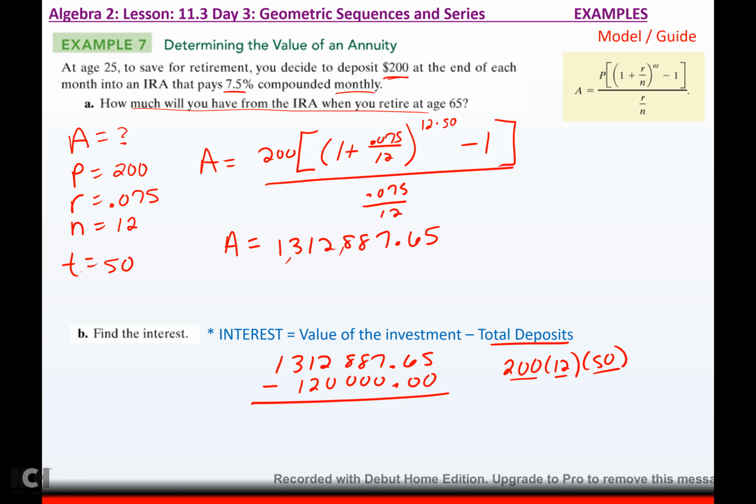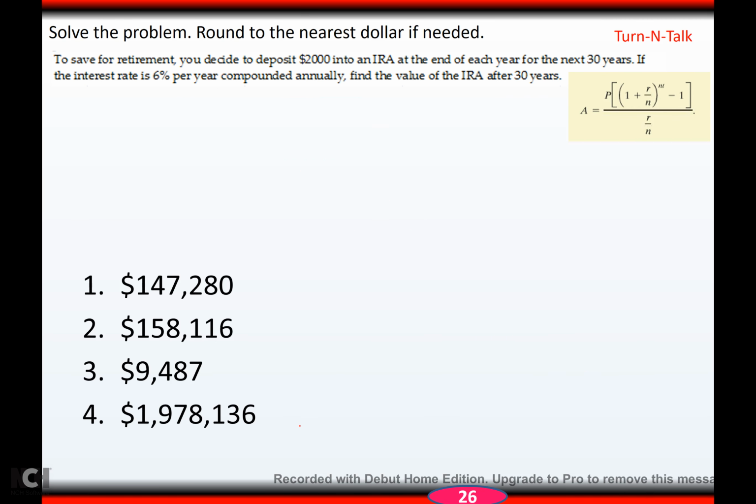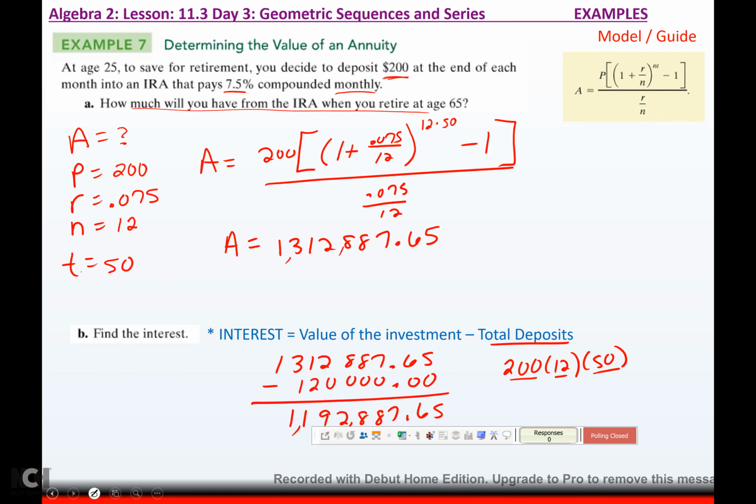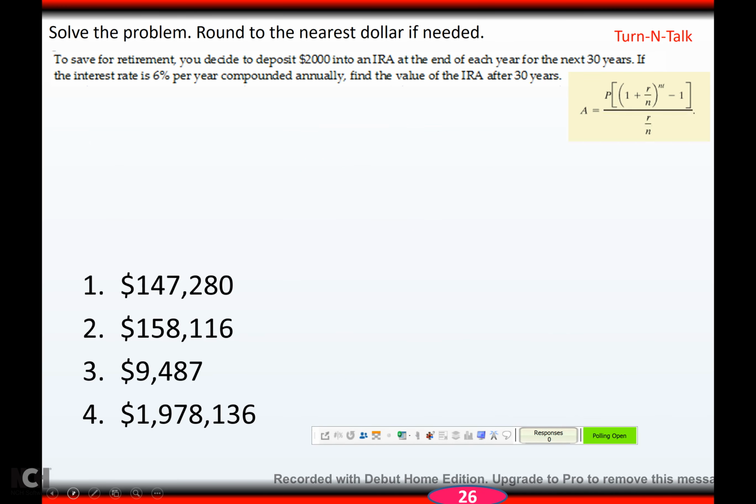The difference is 1312887.65 minus 120000. Right? 4 zeros. And you get 1192887.65. Oops. So your interest is $1,192,887.65. Pretty good, eh? Alright. So, you hit pause, try this one, come back when you're ready.